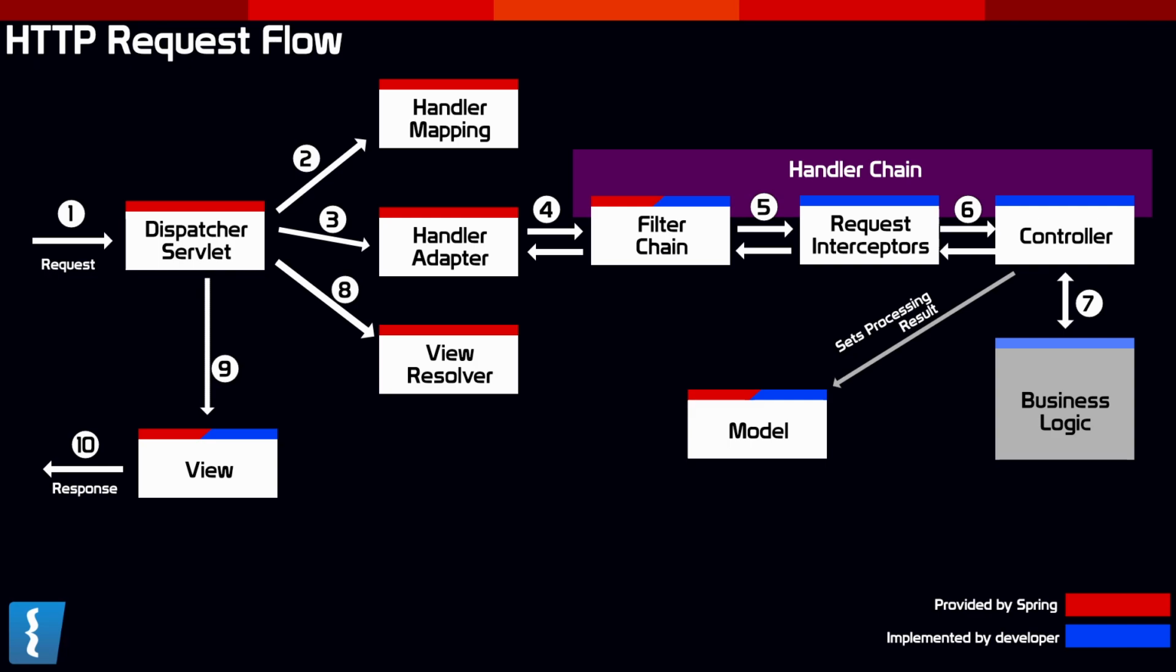From there, it goes to the dispatcher servlet, which using a view resolver determines what is the appropriate view for returning the result. This can be either a JSON response or an actual HTTP page. And after that, it goes to our view, which returns an HTTP response back to the user.